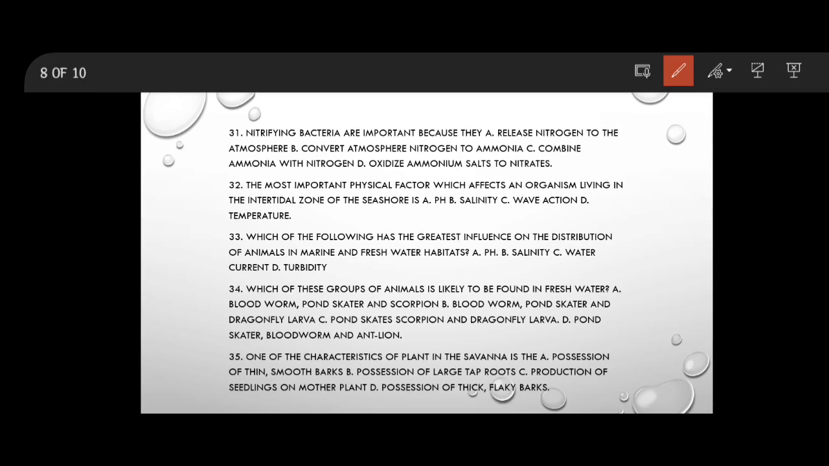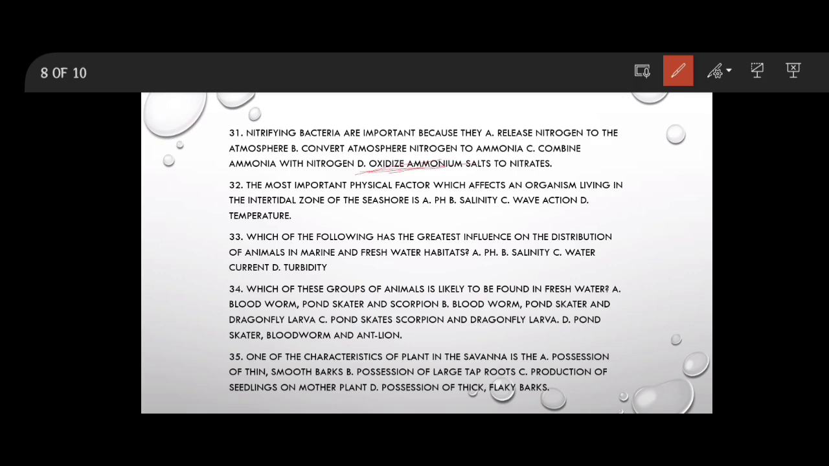Okay, nitrifying bacteria are important because of dash. Oh yeah, what is the answer? Release nitrogen to the atmosphere, that is not the function of nitrifying bacteria. Convert atmospheric nitrogen to ammonia, that is the function of nitrogen fixing bacteria. Combine ammonia with nitrogen, that is not a possible reaction. Oxidize ammonium salt to nitrate. That is very correct.